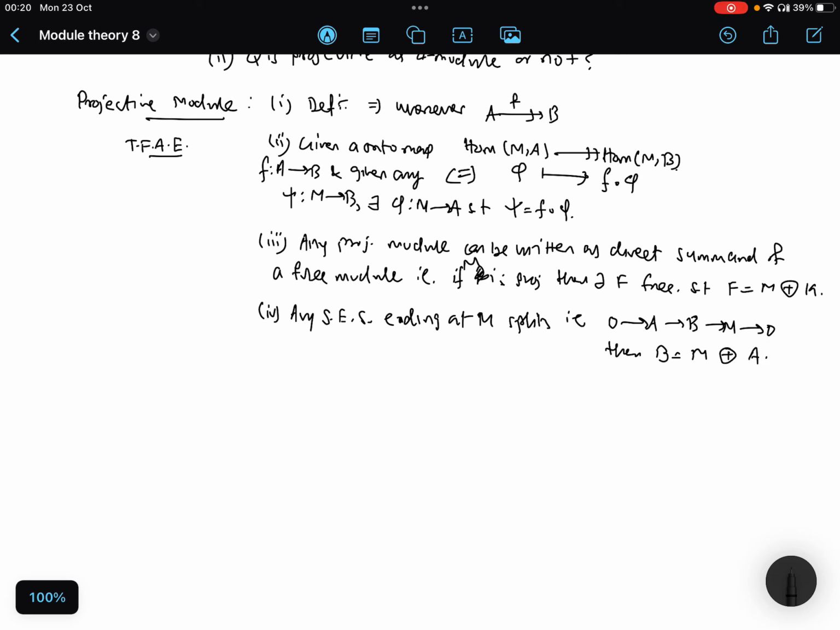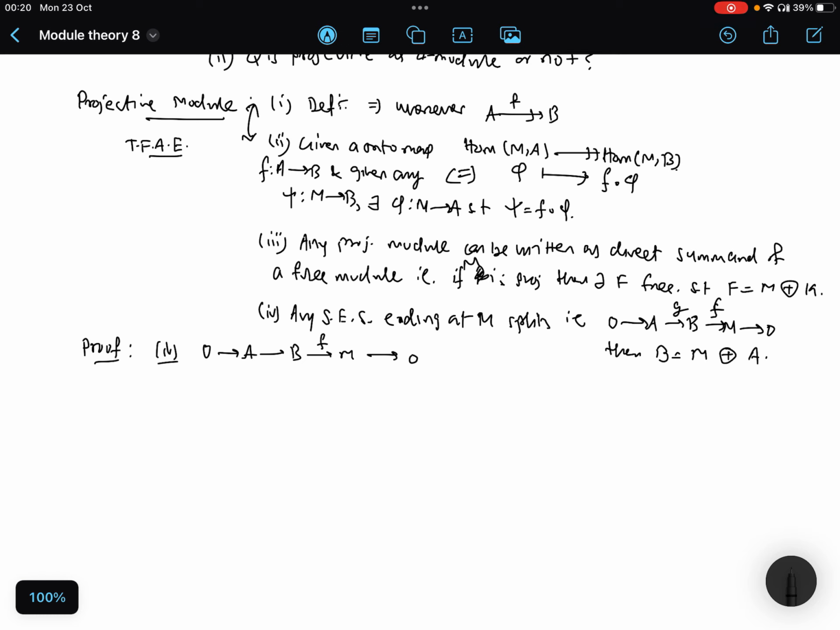So let's see. The first two things are, of course, obvious, so I'm not going to comment on them. Anyway, let's see how to tackle number three and number four. So suppose you have this to this to this. Here let's call this map G, and let's call this map F. So F is an onto map.